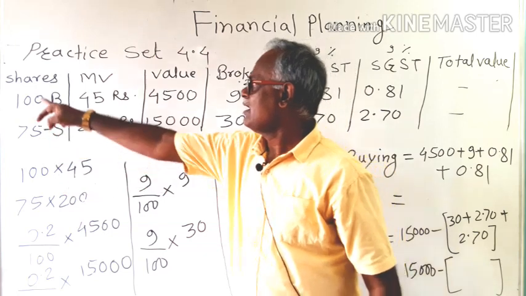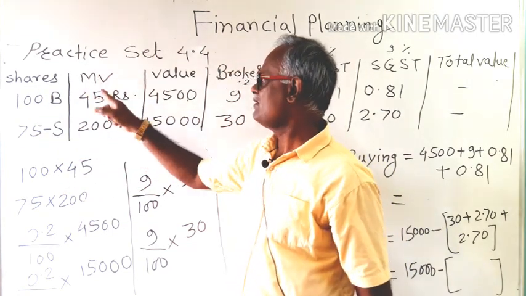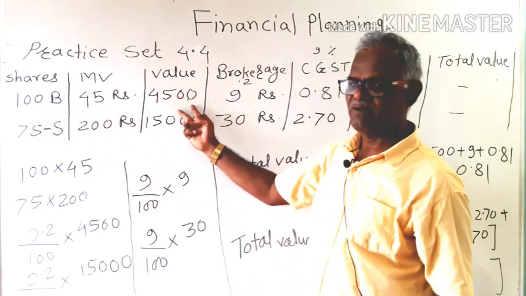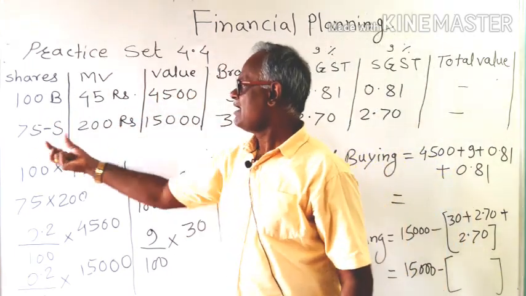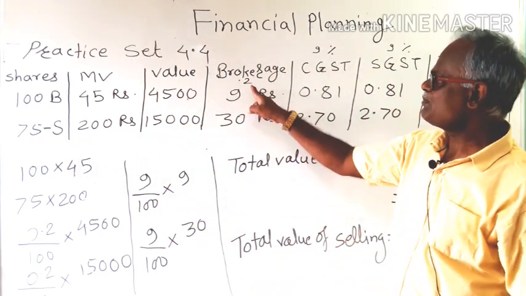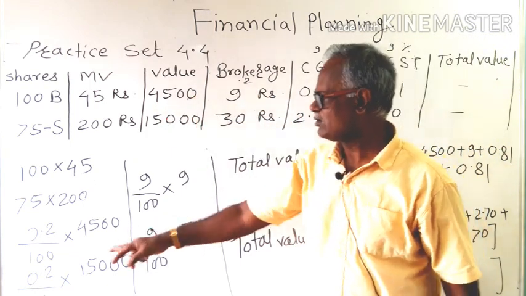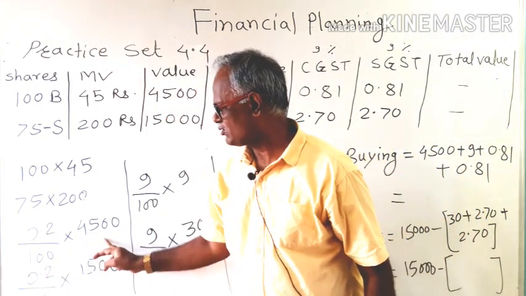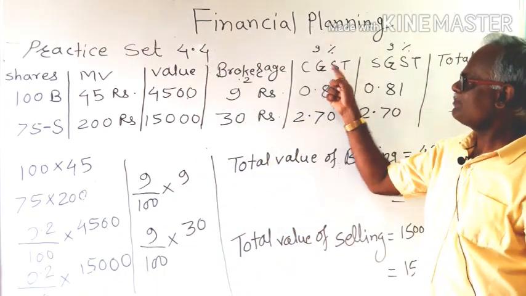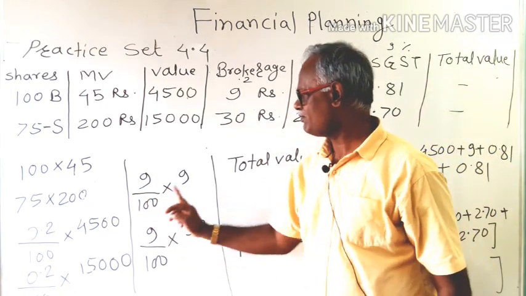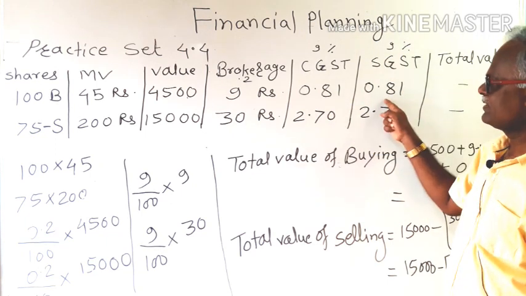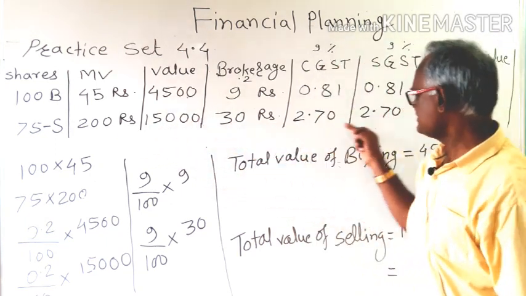Practice Set 4.4, first problem: 100 shares bought for market value 45, whatever may be the face value. So 45 multiplied by 100 will be the value of 100 shares, and selling 75 multiplied by 200 will be the selling value. Brokerage is 0.2% of 4500, which is calculated as 9 rupees. CGST is 9% of brokerage, so 9% of 9, 81 upon 100, 0.81. SGST is the same, calculated in a similar way.